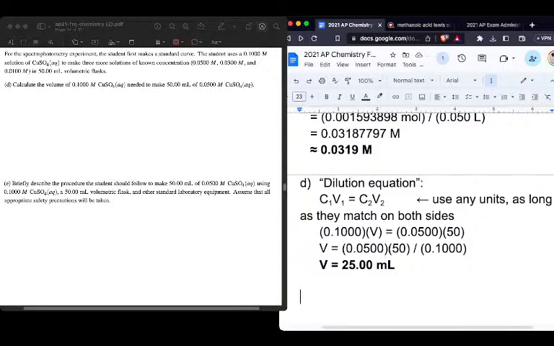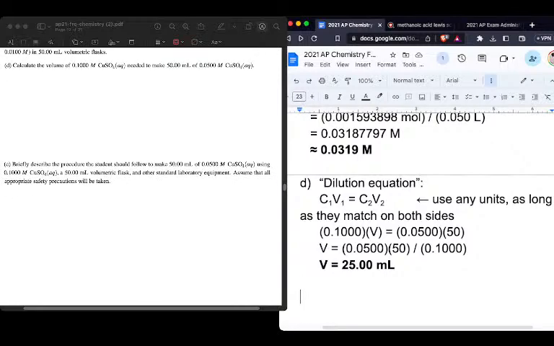Oh, look, that makes sense. Half the concentration, double the volume? Yeah, that makes sense in terms of diluting something. If you double the volume, the chemical that you're diluting is half as potent. Great.